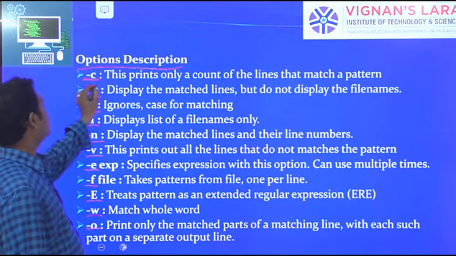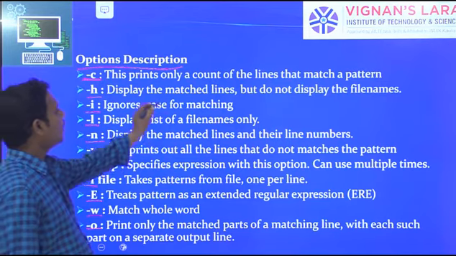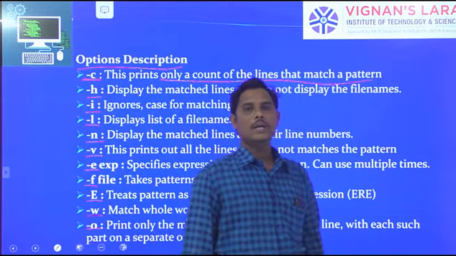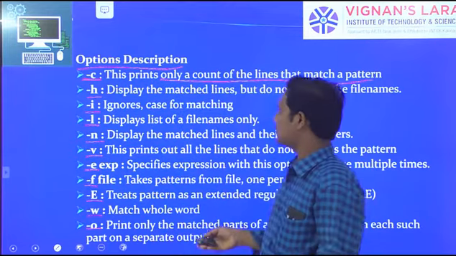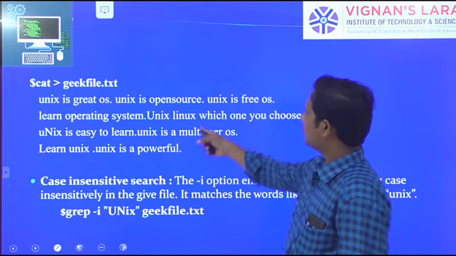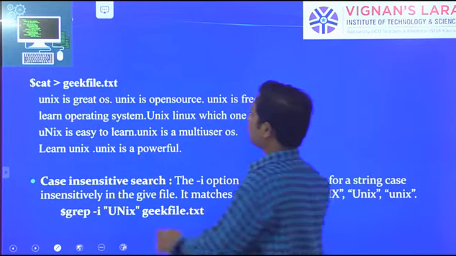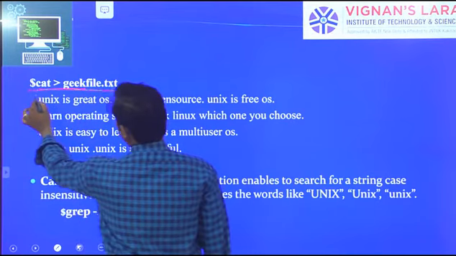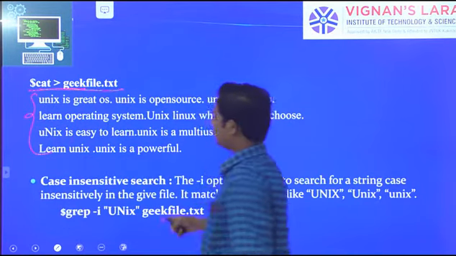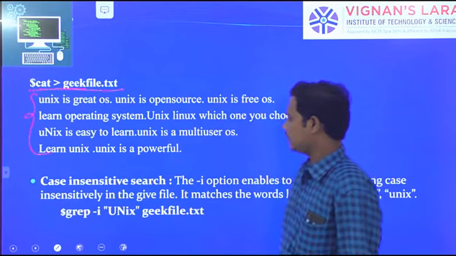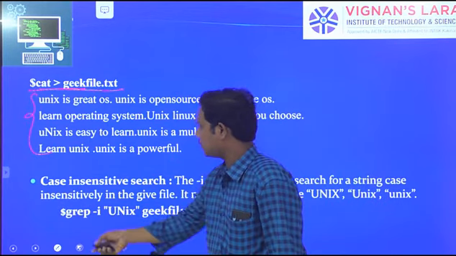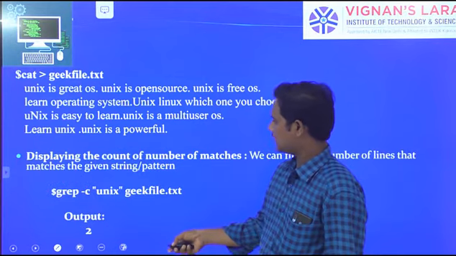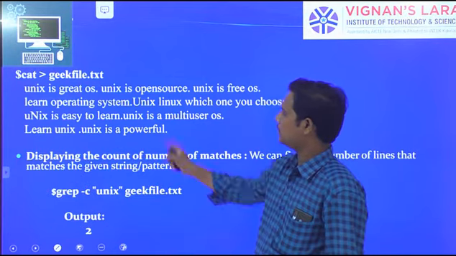Suppose you use option C, what is that? It only counts the lines that matched the pattern. You can see that here. Suppose I want to take the example of the g.txt file. I want to create it. This g.txt file contains these four lines. So this is the input file.